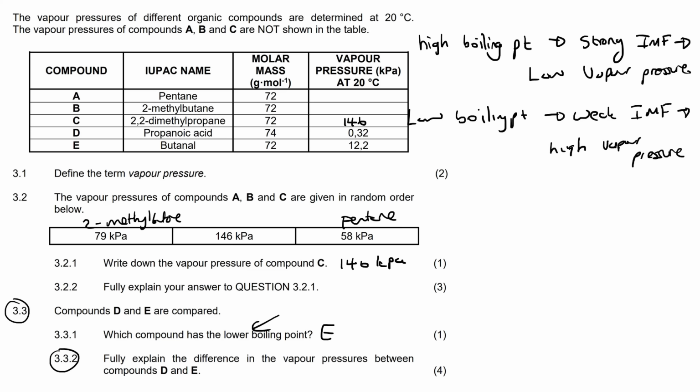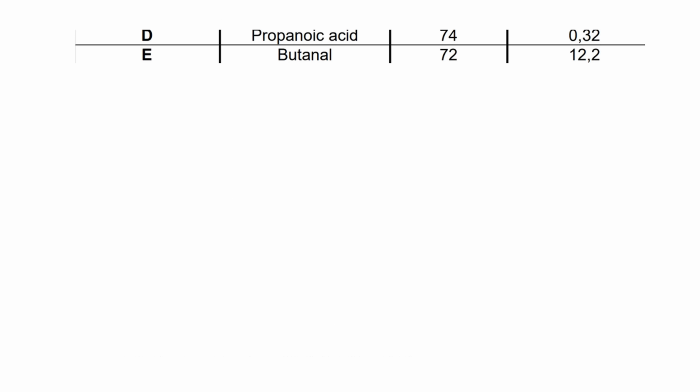So what we'll do is let's go do a proper analysis on compound D and E. Let's go look at their structures. Let's talk about their intermolecular forces. And once we know about their intermolecular forces, we can then comment on why they have a difference in vapor pressures. Okay, so let's go compare them now.